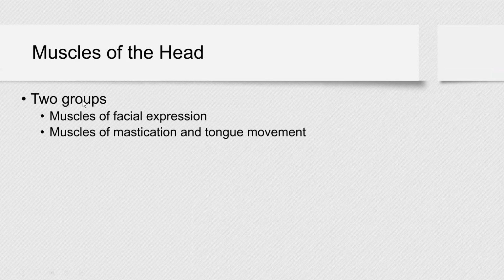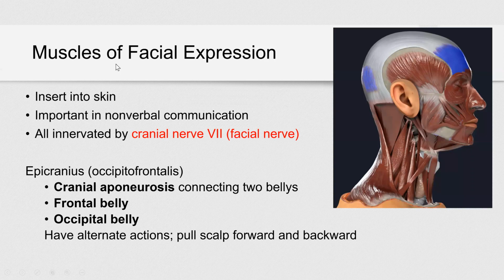Muscles of the head are divided into two groups: muscles of facial expression and muscles of mastication and tongue movement. So let's go ahead and start with muscles of facial expression. They insert into skin, and are important in nonverbal communication. They are all innervated by the facial nerve, right? It's nerve number 7. So facial expression, facial nerve.